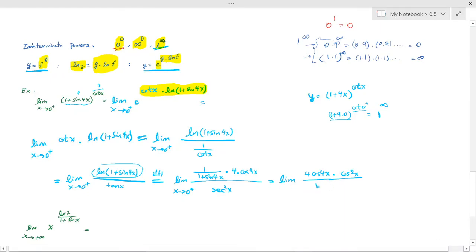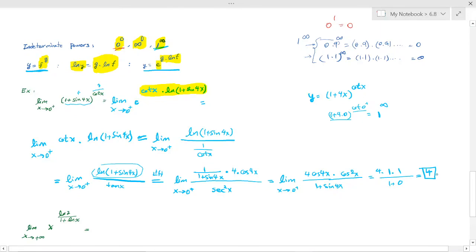And 1 plus sine 4x would still be in the denominator, as x approaches 0 from the right side. He didn't require us to write this, but I wanted to show you that simplification is the best choice sometimes. Now if you replace 0, what you get is 4 times cosine 0, which is 1, multiplied by cosine 0 again, 1, divided by 1 plus sine 0, which is 0. So what you get is simply 4.